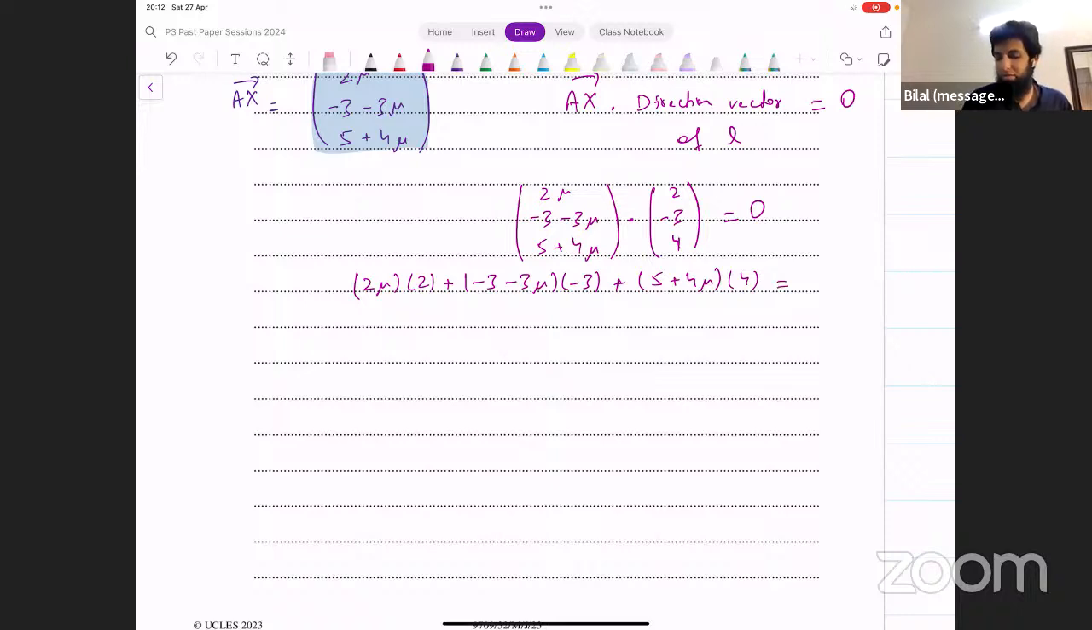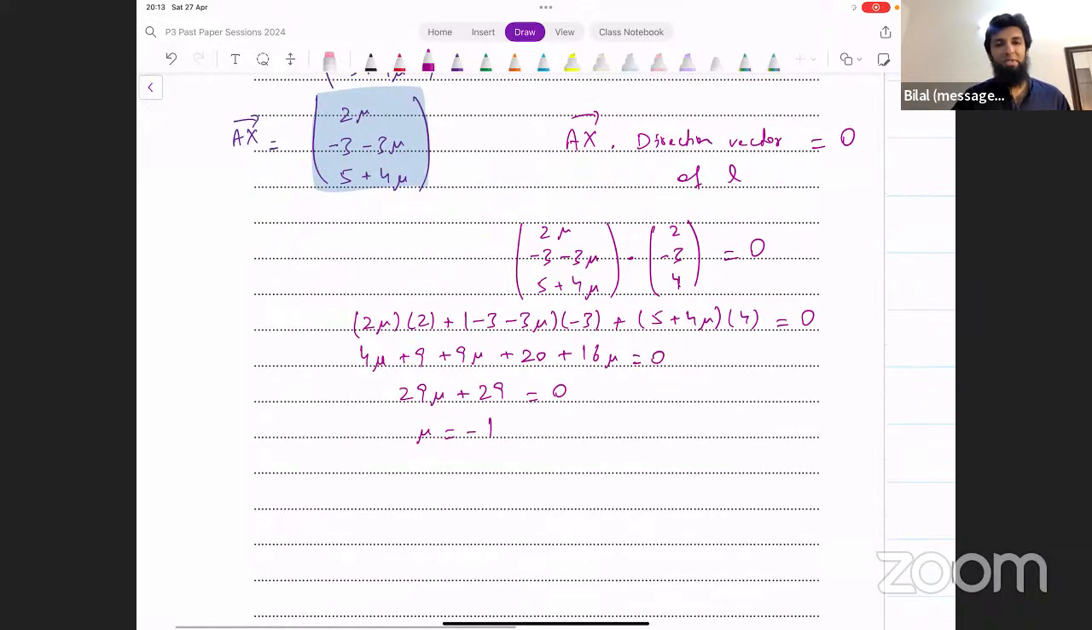Now let's simplify this. Look out for careless errors here as well. 4 mu and then minus 3, that becomes plus 9. Minus 3 mu minus 3, that's plus 9 times mu. Plus 5 into 4, that is 20. And 4 mu into 4, that is 16 mu. And this gives us 16 plus 9, which is 25. 25 plus 4, that's 29. And getting 29 mu plus 29 equal to 0. So mu equals minus 1.